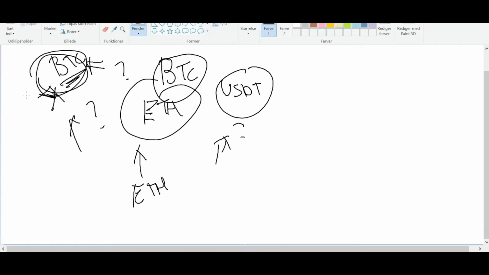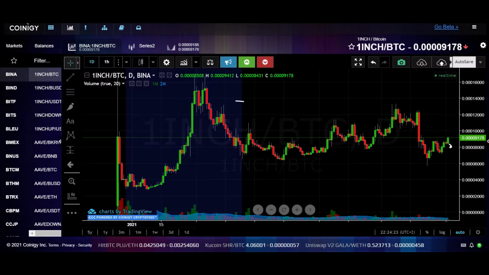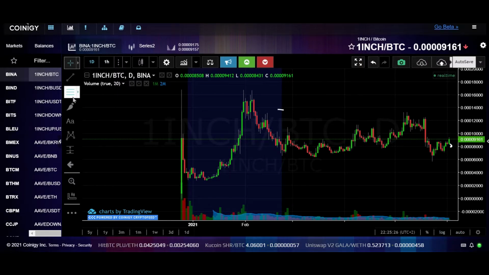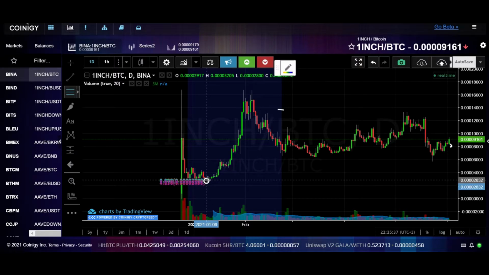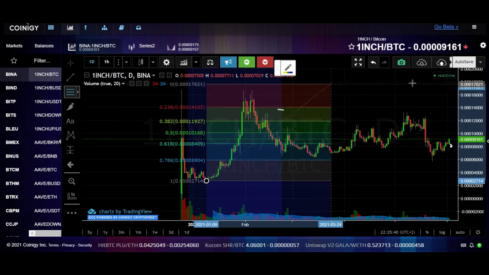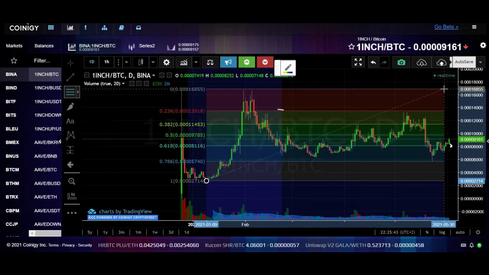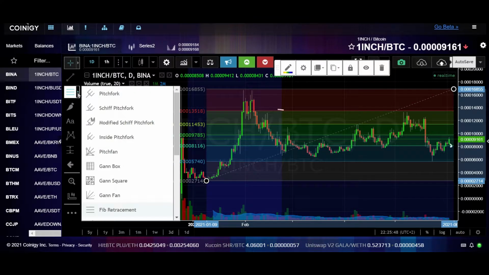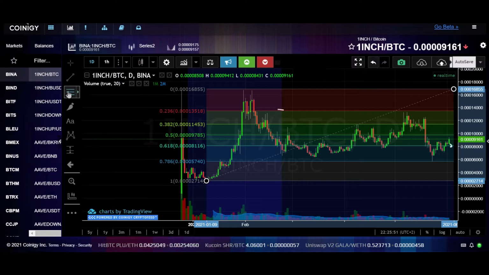So what we are going to do is refer to the little old lady as if it's an actual person. If you find that a bit confusing, just know that there's no actual little old lady. It's just a strategy, which is actually very simple. So how does it work? Well, we go here on Coinigy. We go on 1inch/BTC, so it's a trading pair. And what we do is draw our Fibonacci retracements from the bottom all the way to the top, like so. And what you can do is go here, Fibonacci retracement right here.